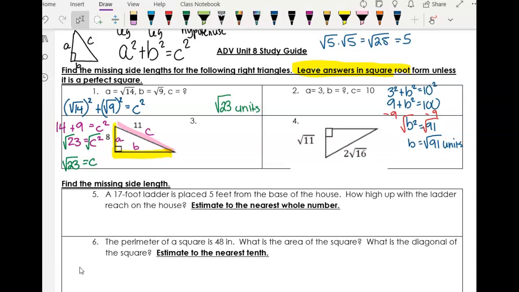and check your answer, or you can listen to the explanation in case you got stuck. All right, so number 2, you should have gotten the square root of 91. You can see my work here. Again, showing all of the thought process and how I got there.